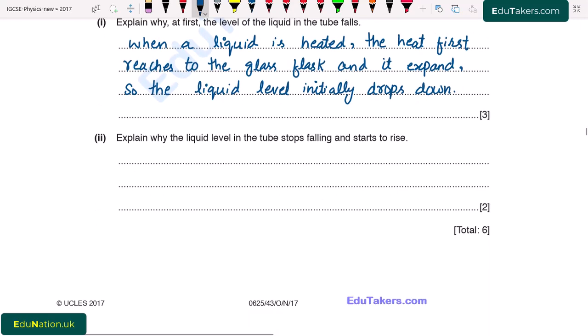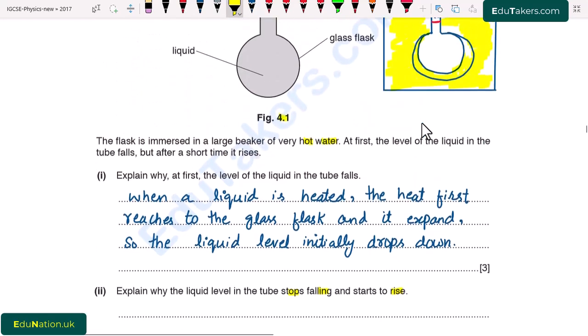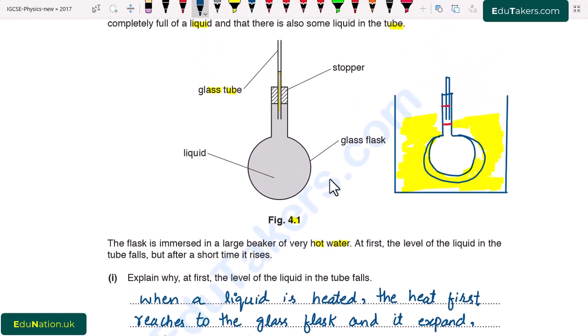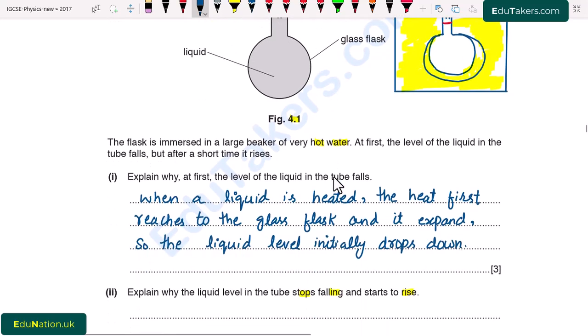Next, part 2. Explain why the liquid level in the tube stops falling and starts to rise. So after the liquid level in the tube falls, after some time it stops falling and then it starts to rise. So we have to explain its reason. When the liquid inside the glass flask gets completely hot, then it will also expand further and rise up. The liquid warms up and expands more than the glass. So that's why the level starts to rise up.